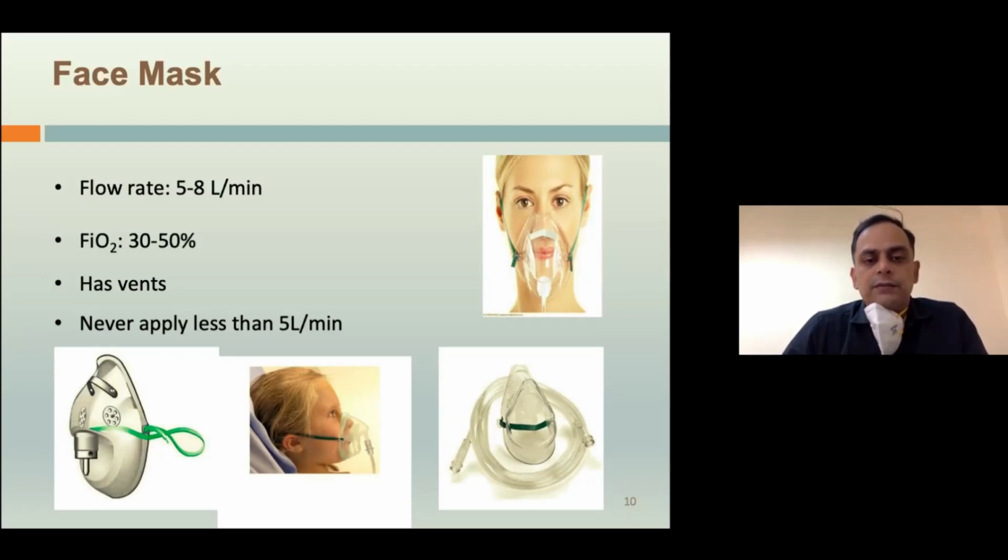In this mask, we have to always keep in mind that we should not give less than 5 liters per minute of oxygen or fresh gas flow from this mask. Because most of our COVID patients are having some sort of respiratory involvement, lungs are involved, and we are giving oxygen to the patient. So whenever we are giving less than 5 liters, the exhaled air doesn't go totally out of the mask. There might be entrapment and the patient might rebreathe what he has exhaled. So whenever we are using this mask, the flow should not be less than 5 liters per minute.